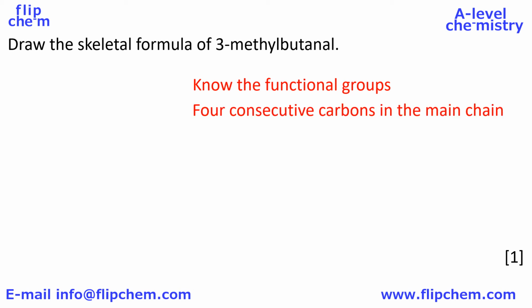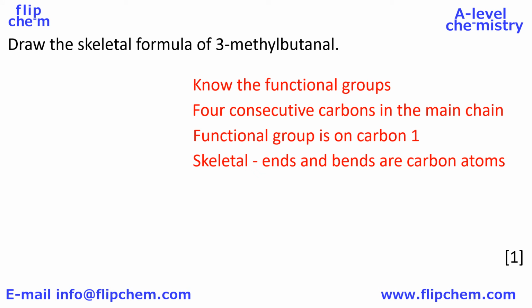There are 4 consecutive carbons in the main chain, hence the but. We have propan in the previous question, so now we've got butan in this one. So we need to know that is linked to 4 consecutive carbons. The functional group, in this case, the aldehyde functional group, must be on carbon number 1. And skeletal ends and bends are carbon atoms. So there I've got 4 carbons, 1, 2, 3, 4 in the longest chain, there is a methyl group on number 3, and the aldehyde, that CHO functional group, is on carbon number 1.